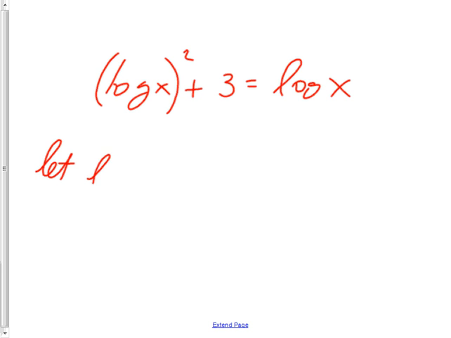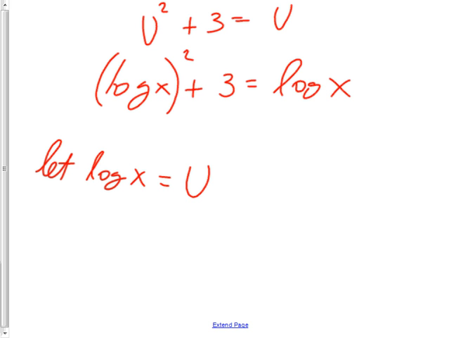Yep, I usually start with the u. Well, I could do it either way. Log x equals u. Good. Now it's just u squared plus 3 equals u. And why is that any better? Because now it's just a quadratic. So you set it equal to 0, and you'd say u squared minus u plus 3 equals 0. And then if you can factor it, you should. If you can't factor, 2 words, quadratic formula.